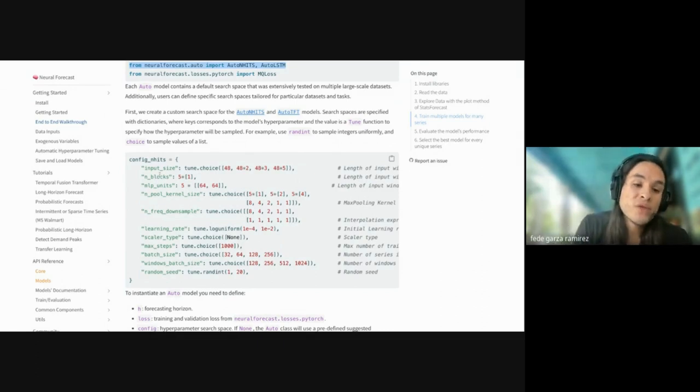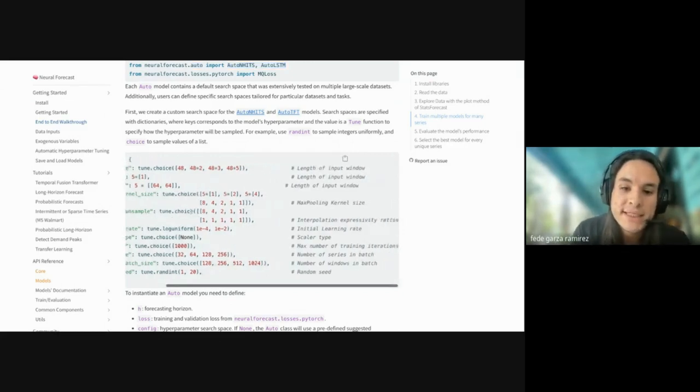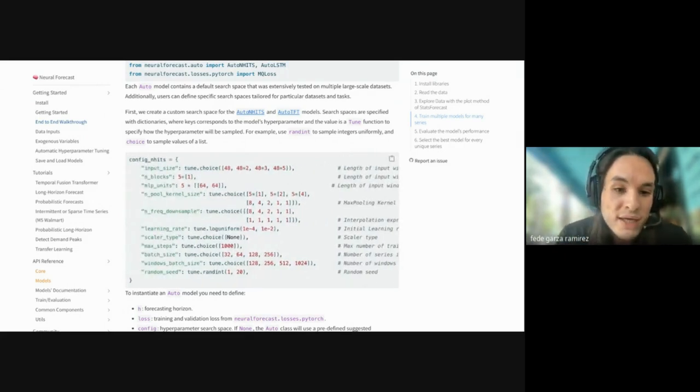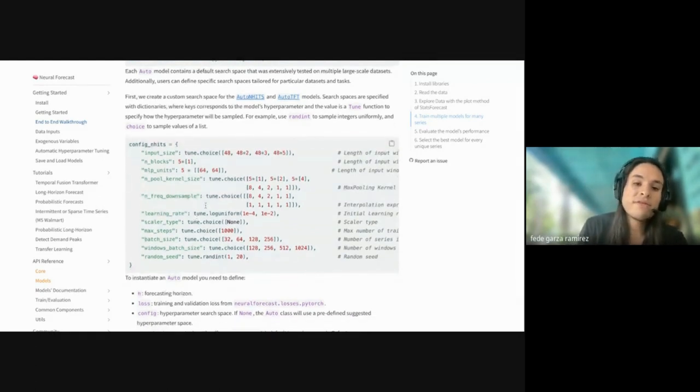Those are the most important hyperparameters of the NHITS model. I think the most important one is this one, the n_freq_downsample, which is basically the interpolation expressivity ratio that Max mentioned. In this example, we are using an architecture of the NHITS model which consists of only five blocks. Each one will be specializing in a particular frequency, and the n_freq_downsample hyperparameter will define how many nodes will be produced.